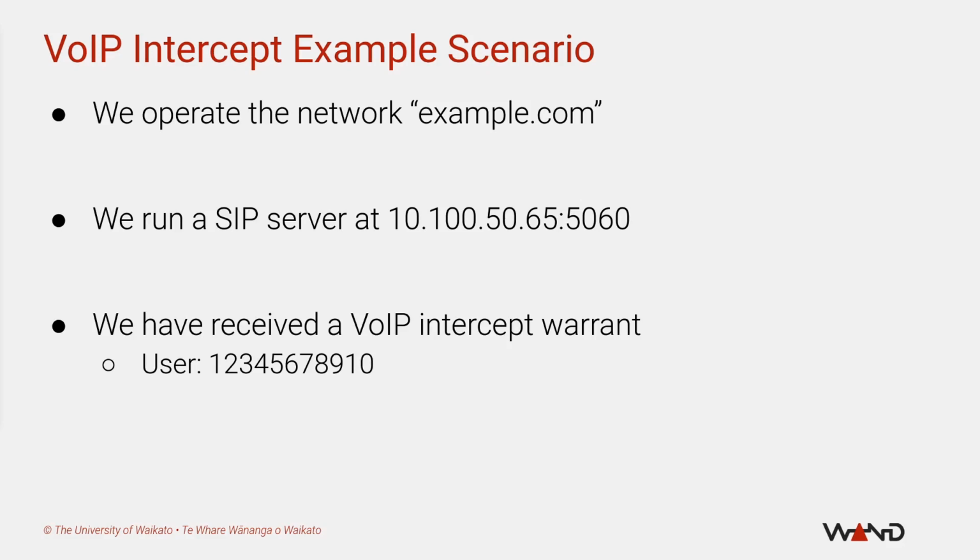Okay, so with that in mind, let's start looking at configuring a VoIP intercept using the training lab. Here's the scenario that we're going to be working through. We are the operators of a network called example.com. On this network, we are running a single SIP server. The server is located at the IP address 10.100.50.65 and it is listening on port 5060 for SIP traffic from our network users.